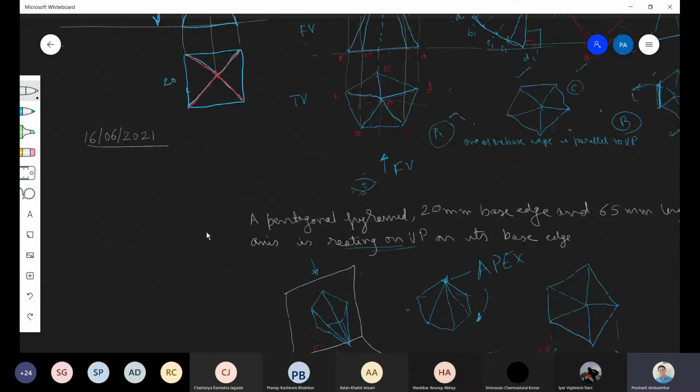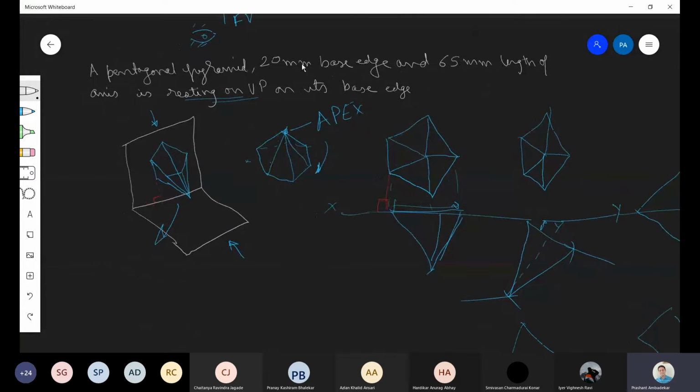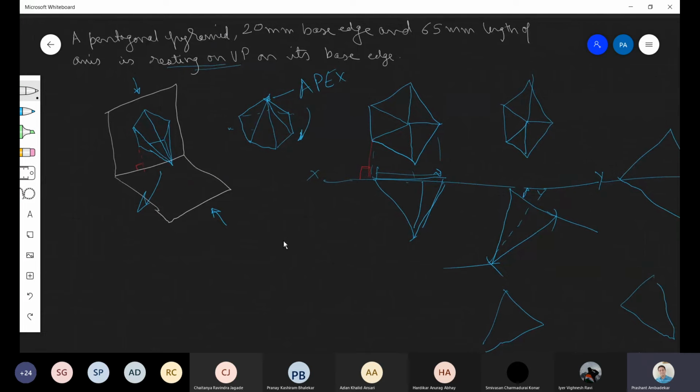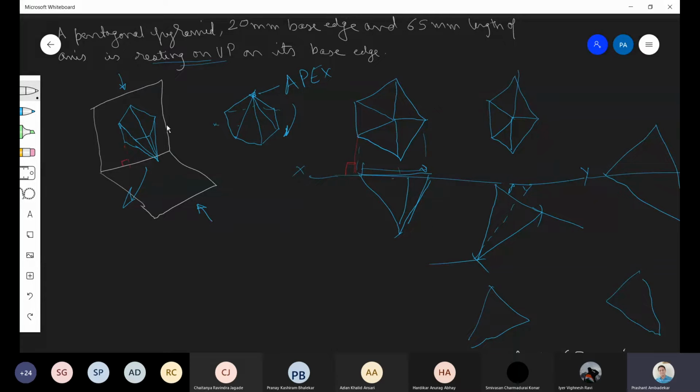And then we had seen this sum also in the previous lecture. A pentagonal pyramid, 20 mm base edge and 65 mm length of axis resting on VP. So there was an issue that some of the students said, resting on VP nahi lo mat sir, resting on HP low. Okay, so if I take all the sums resting on HP, then what will happen? You may get some sum resting on VP, and then you will not be able to solve it in the examination. And that's why I tried to make you imagine how it rests on VP.